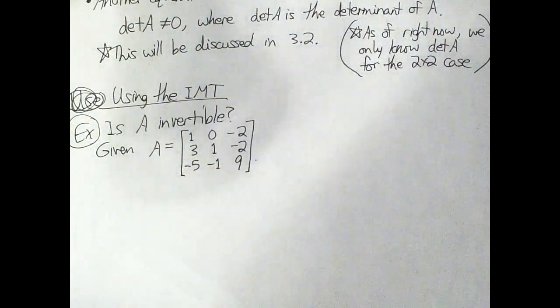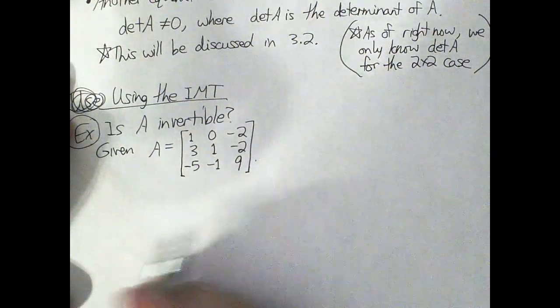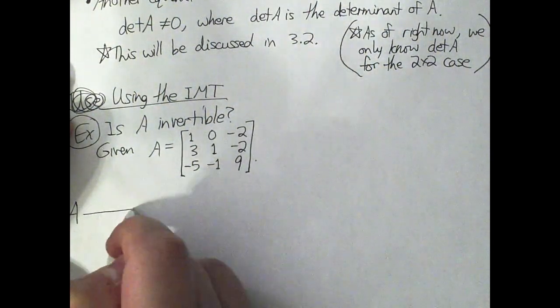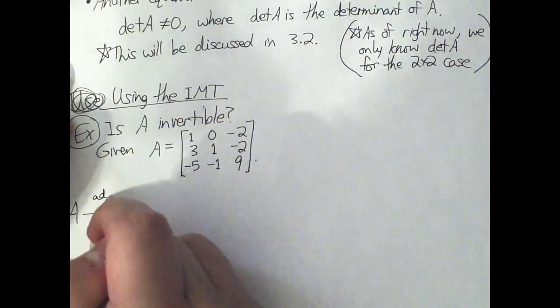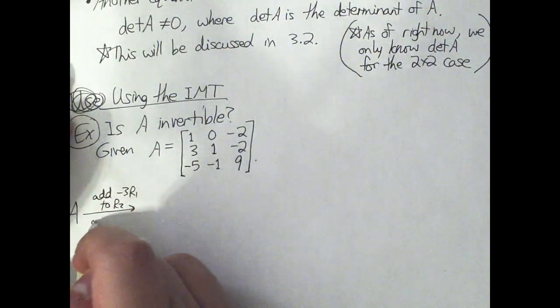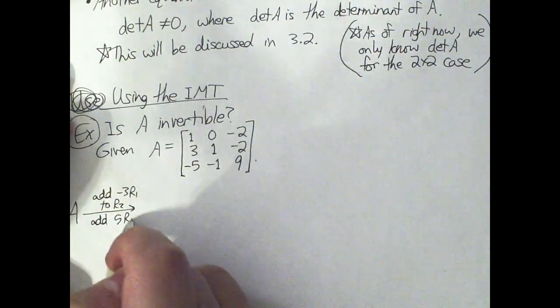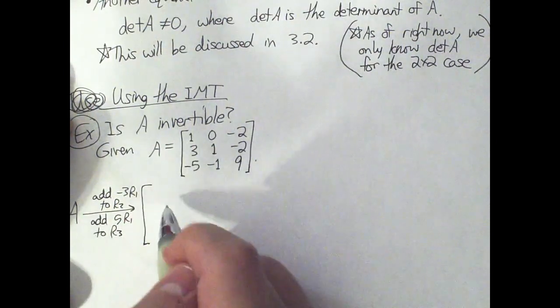I think the IMT can provide a shortcut. So here's what I'm going to do. I'm going to start doing row reduction on A. I am going to add -3R1 to R2, and I'm going to add 5R1 to R3. Remember, you can do two steps at once, just be careful about it.